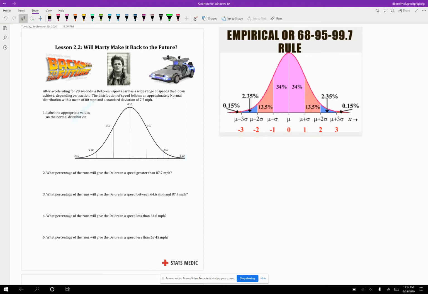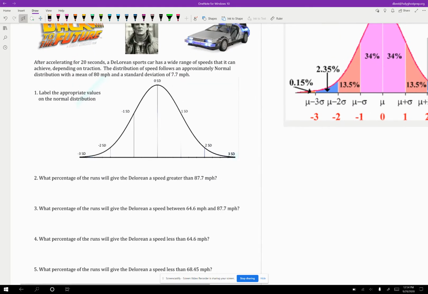All right, guys, we are working through our normal bell curves here, and we are going to continue with talking about Marty from Back to the Future and the DeLorean car that he has to drive to get back to the future. And what we have here in your notes is the distribution of speed follows an approximately normal distribution with a mean of 80 miles per hour and a standard deviation of 7.7. So I want you to pause the video and label the appropriate values on our normal distribution curve.